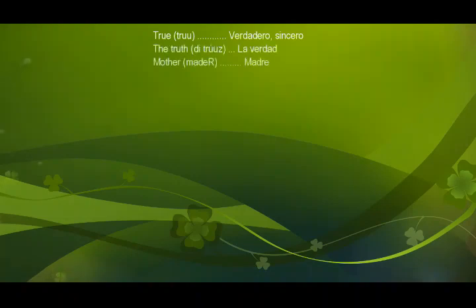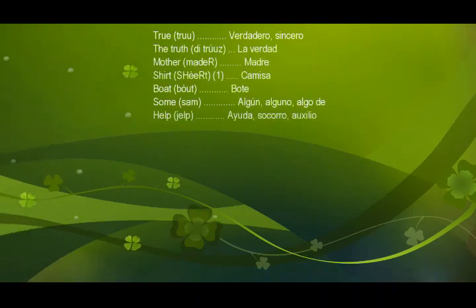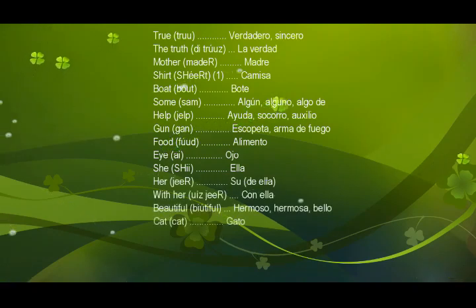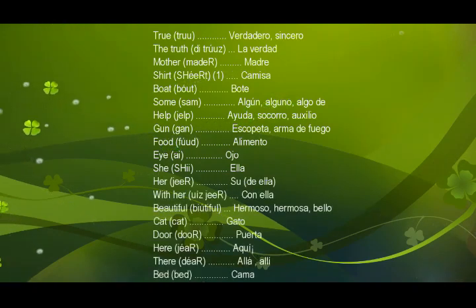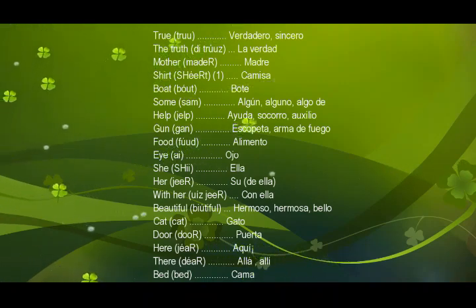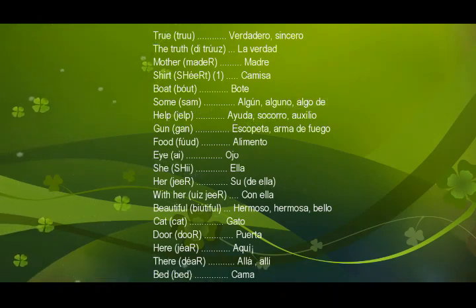True. They. Mother. Shirt. Boat. Some. Help. Gun. Food. I. She. Her. With her. Beautiful. Cat. Door. Here. There. Bed.